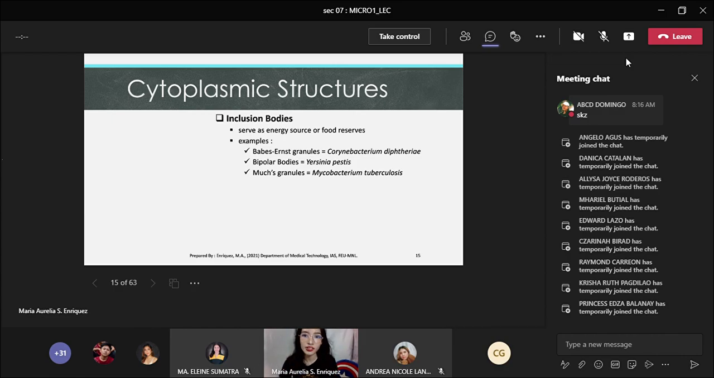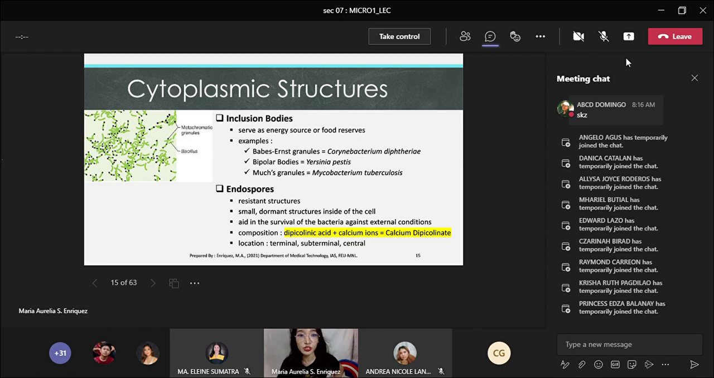So listed here are examples of polyphosphate granules seen as inclusion bodies. So nag-iiba-iba din po yung tawag sa kanila depending on which organism would we find them in. So shown here on the photo to the left, this is the Babeson's granules or the metachromatic granules that are produced by Corynebacterium diphtheriae. Okay, so with the use of the Albert stain, ganito po yung itsura nila under microscopic examination.